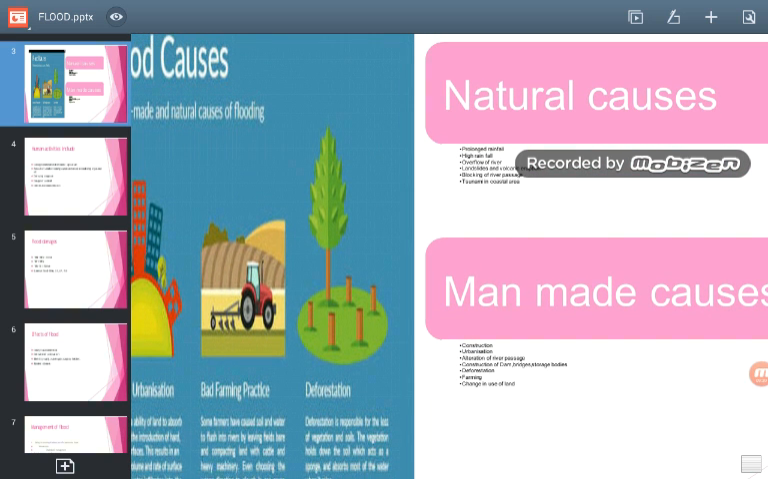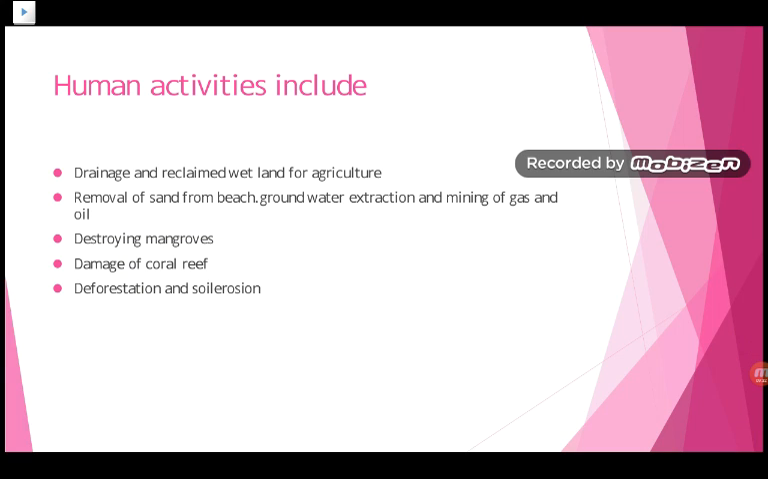Next, coming up to the human activities. This also is one of the man-made causes. The human activities, they are causing the flood. How does this human activity cause the flood? First one is drainage and reclaiming wetlands for agriculture. एग्रीकल्चर के लिए जो ड्रेन लैंड है उसको यूटिलाइज करते हैं. दूसरा, removal of sand from the बीच के रीजन में से सैंड को क्या करते हैं, रिमूव करते हैं.